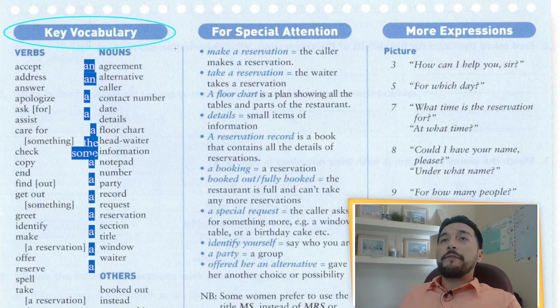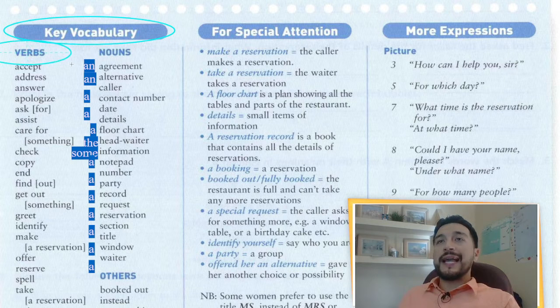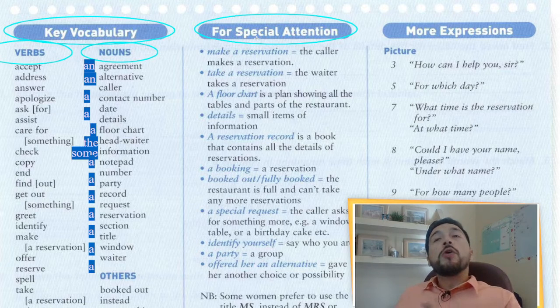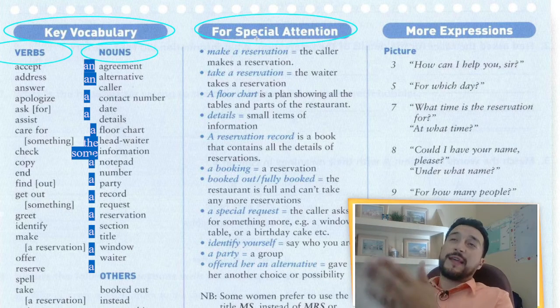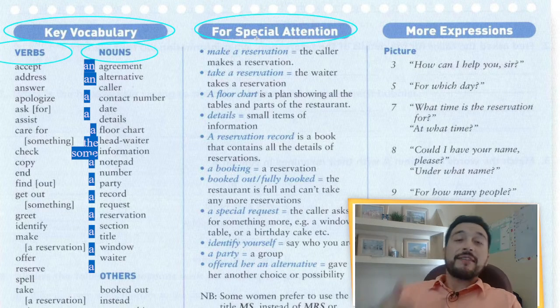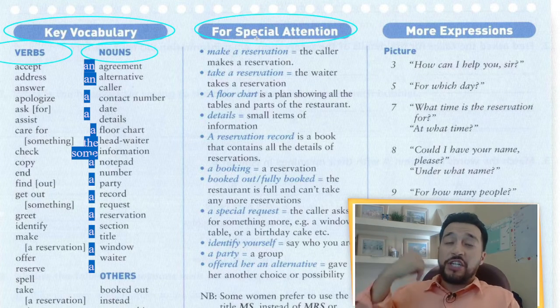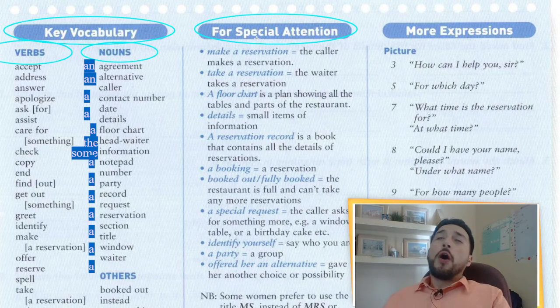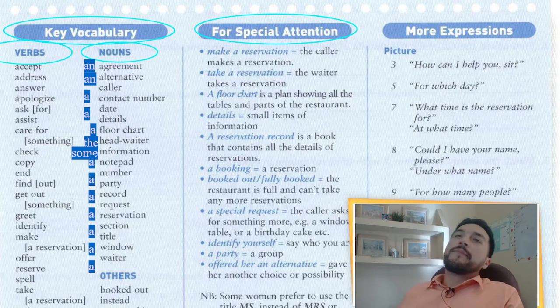Key vocabulary for this class, verbs and nouns. And then in this class, we're also going to look at the special attention, which are the phrases that we form with these verbs and these nouns. These phrases are necessary to take a reservation by telephone in English for all. Okay, let's get started.